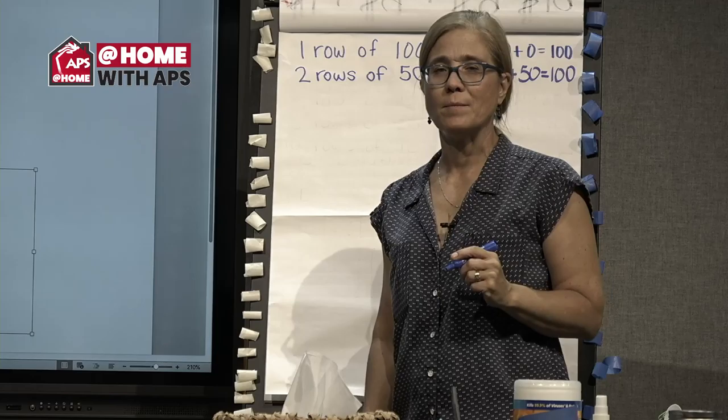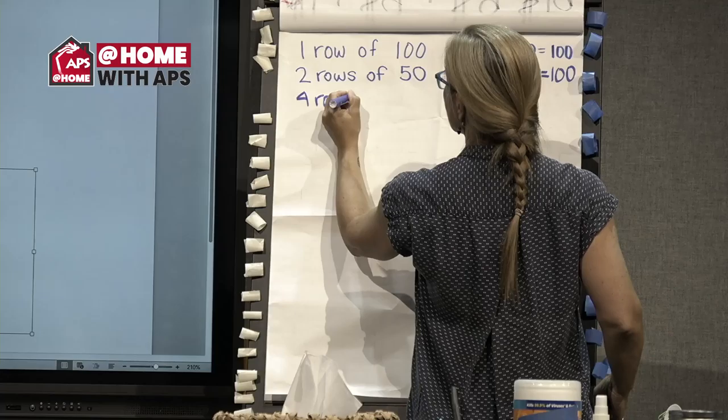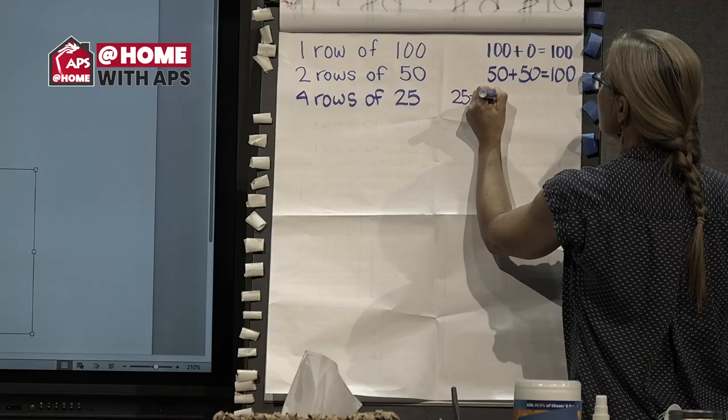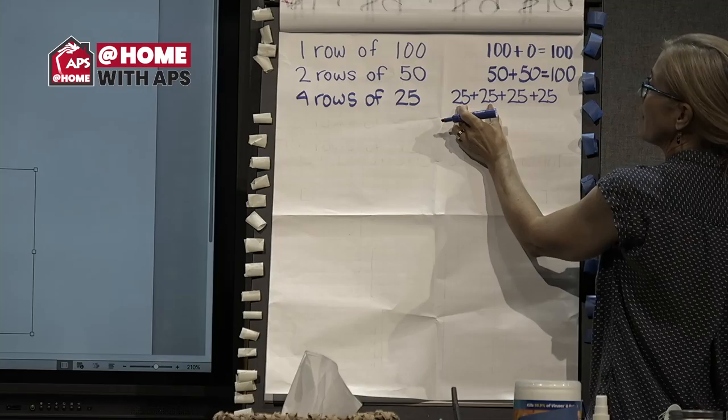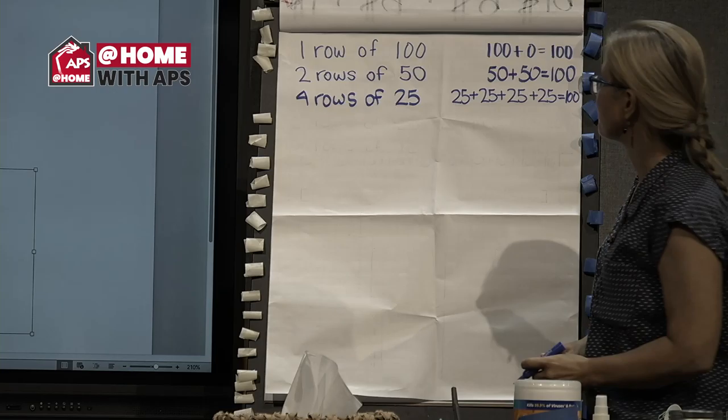Then what did he want them to do? Do you remember? They went to one row, then two rows, then four rows of 25. Is that still 100? 25 plus 25 plus 25 plus 25. 25 and 25 makes a 50, and another 25 and 25 makes another 50. And we know that 50 and 50 equals 100 also. So still 100. What was next?